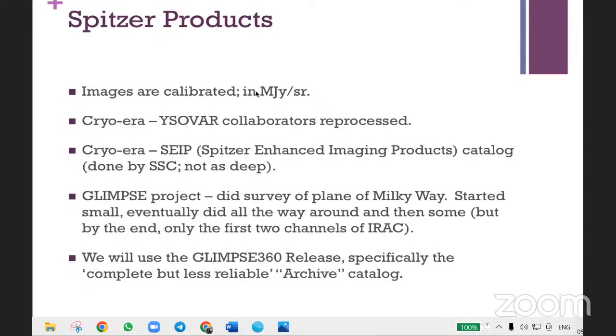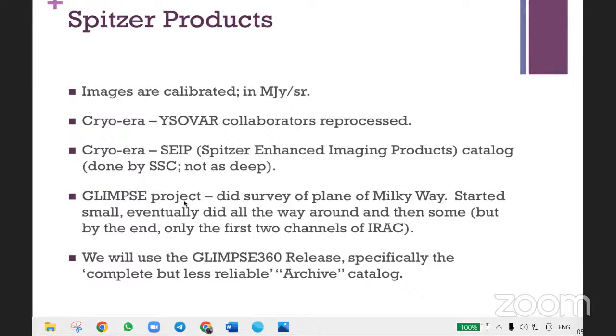The Spitzer products, the images come to you already calibrated in units of megajanskys per steradian. In order to do photometry like you might on an optical image, you do have to do some manipulations to those images or your resultant photometry in order to get the right answer. As you've heard me say in other videos, from the cryo era, the YSOVR collaborators reprocessed the cryo data for us. There's also SEIP, which is Spitzer Enhanced Imaging Products. There is a catalog, technically a source list. It's done by the SSC, and it's not as deep as what we get from the YSOVR processing.